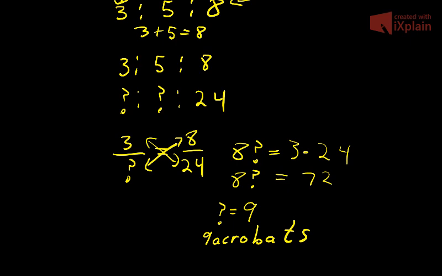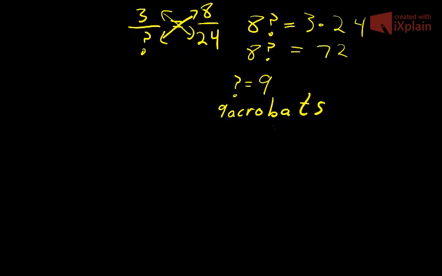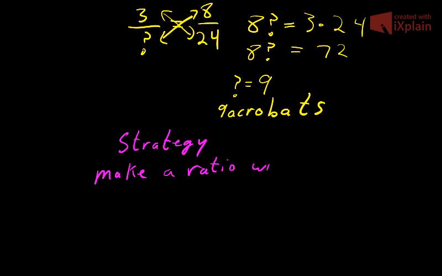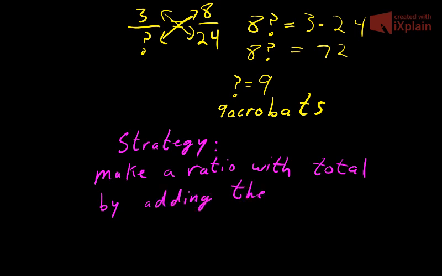So just to summarize our strategy, what I did there was make a ratio with the total. And the way we made a ratio with the total was by adding the parts that already come with the ratio. And after that, we just deal with it like it is a completely normal ratio, because pretty much it is. So it's doing things that we've already seen after we figure out how to add on the part that's the total.